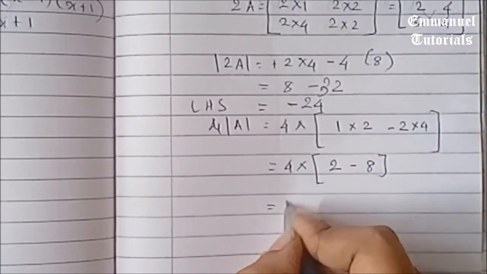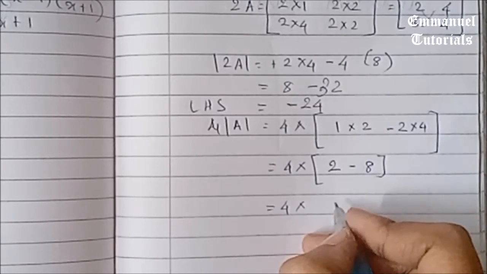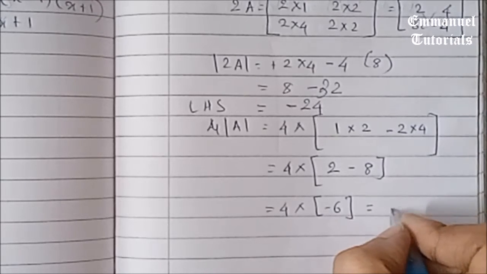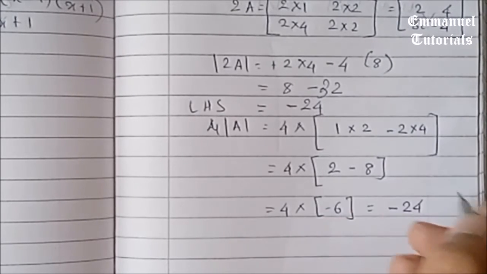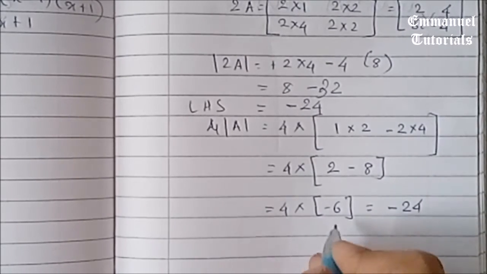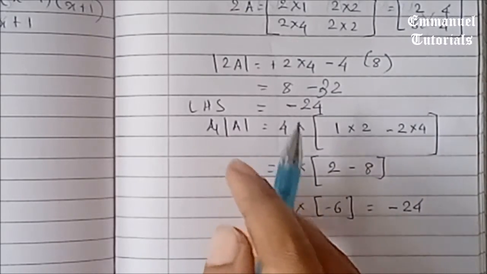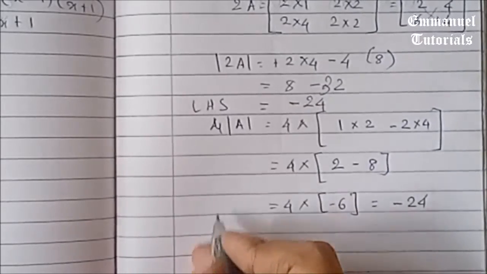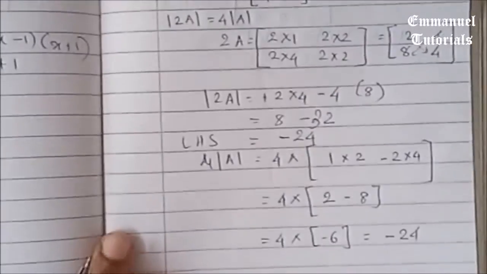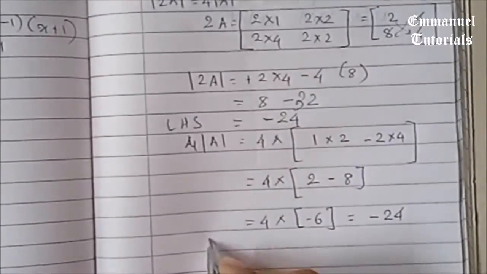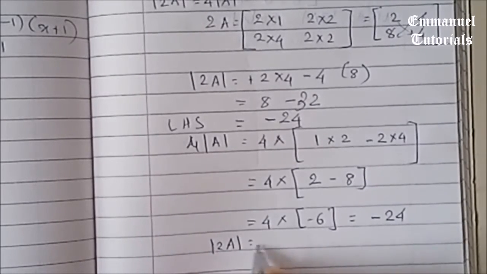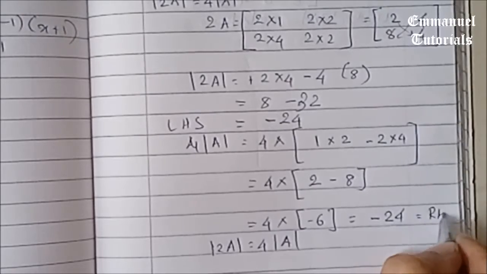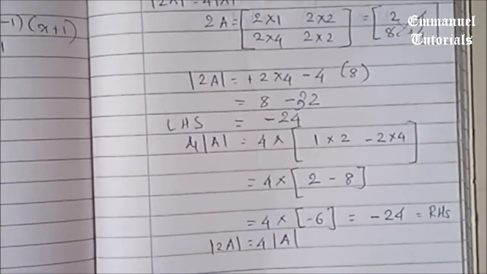So this is going to become equal to 4 into (2 minus 8), which is minus 6. This is going to become minus 24, because 4 6s are 24 into minus 1. Now we have seen that LHS is minus 24, RHS is minus 24. So we have proved that determinant of 2A is equal to 4 into determinant of A. Now let's go to the next question.